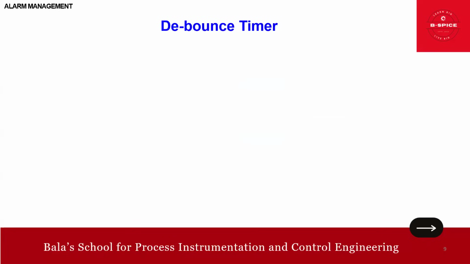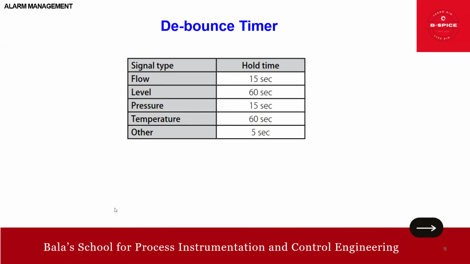Then another one, debounce timer. Since many repeating alarms occur frequently, one way of reducing their occurrence is to use a delay timer to eliminate clear and raise signal pairs from the alarms displayed to the operator. So this is the debounce timer. What is the set point? We can set it here. For example, flow 15 seconds, level 60 seconds, pressure 15 seconds, temperature 60 seconds, and others 5 seconds. So this is one of the things we can focus on.